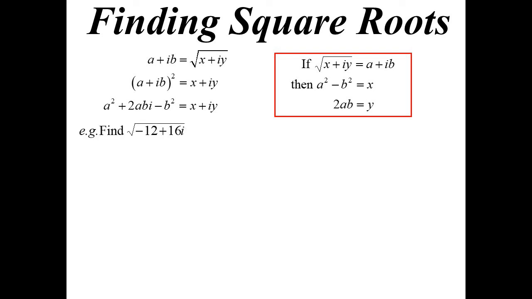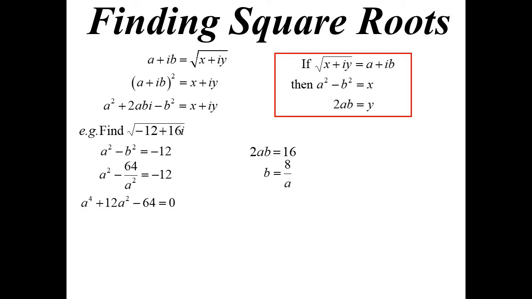So if I had to find the square root of minus 12 plus 16i, well, a squared minus b squared will be negative 12, the real part. 2ab will be the imaginary part, 16. So over there on the right-hand side, I'll make b equal to 8 on a, and I'll sub that into the left-hand side, and we can create, well, it'll be a quartic equation, but we can treat it like a quadratic. So we've got a to the power of 4 plus 12a squared minus 64. Factorising that: a squared minus 4, a squared plus 16. So we get some possibilities for a. Either a squared is equal to 4, or a squared is equal to negative 16.